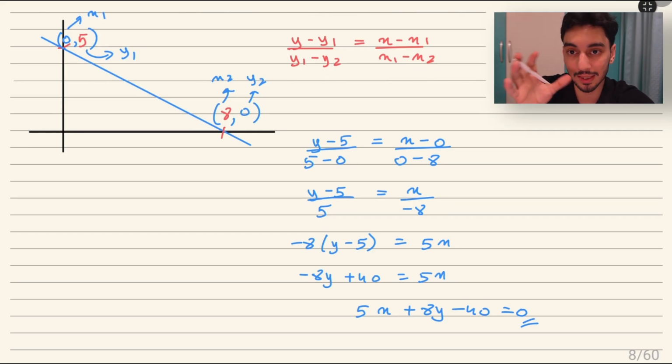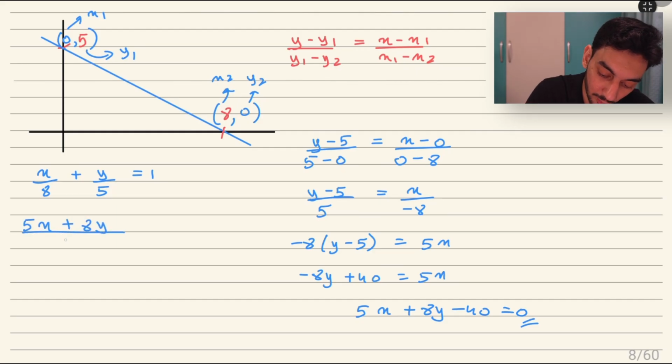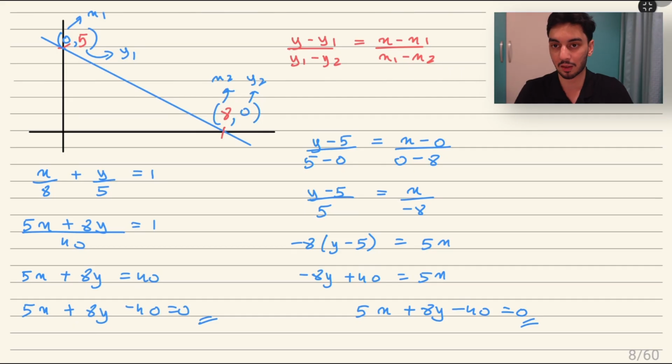Now let us try doing the same thing with the help of the double intercept form. So it would be x upon a, which is 8, plus y upon b, which is 5, is equal to 1. 5 into x is 5x, 8 into y is 8y, the whole thing upon 8 times 5, which is 40, is equal to 1. Now send the 40 to the other side. So 5x plus 8y is equal to 40, and 40 comes to the other side. So 5x plus 8y minus 40 is equal to 0, and there it is. I got the same exact equation.